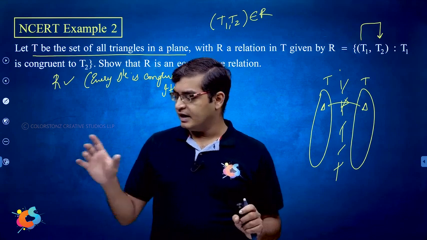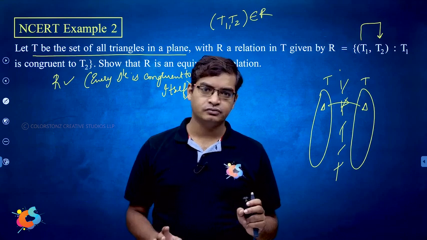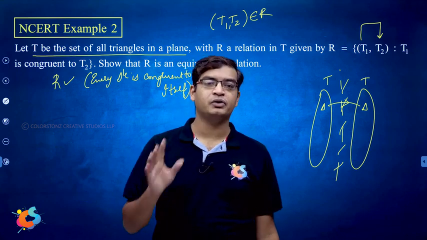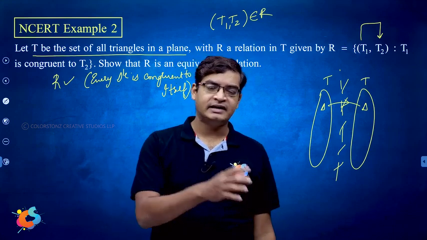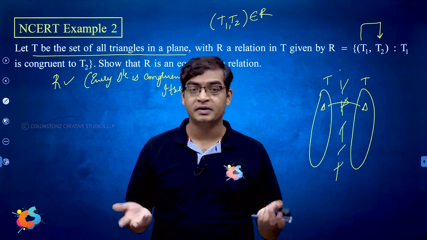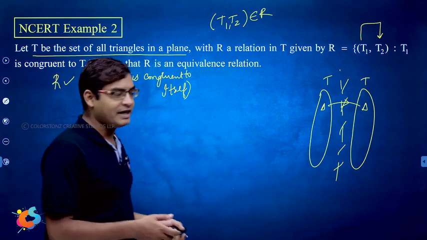What is the condition? If T1 comma T2 is belonging to our relation, then T1 is congruent to T2. T2 comma T3 is also belonging to our relation, means T2 is congruent to T3. Means T1 is exactly like T2, T2 is exactly like T3, means T1 will be exactly like T3 only. So therefore, this will be transitive, isn't it? Right? So that is what we have to write in boards format.